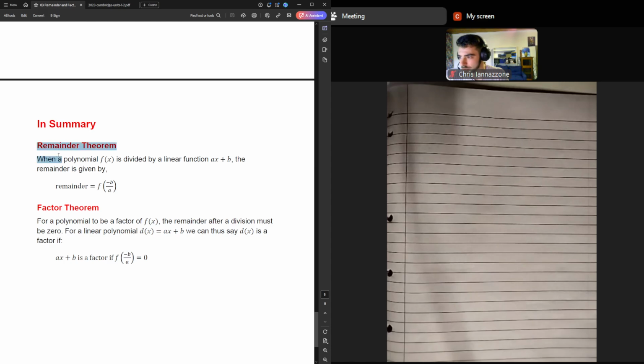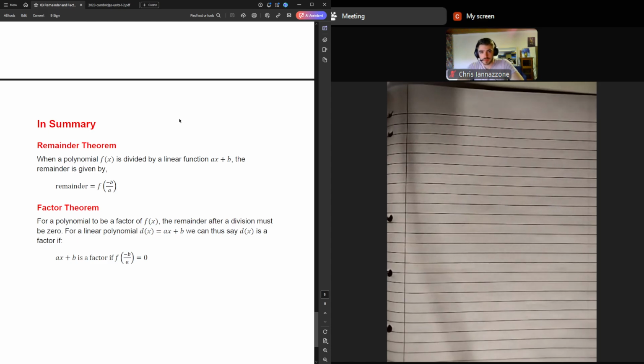So, in summary, you don't always have to do a polynomial division if all you're looking for is a specific outcome, like, for example, the remainder. If you want to know the remainder, and that's all you want to know, then you don't have to worry about doing the full polynomial division. Just have a look at your linear, do f of negative b over a, and that is your remainder.